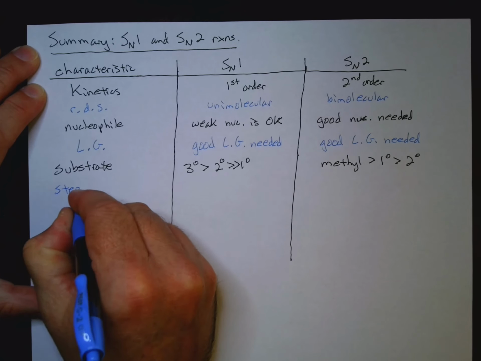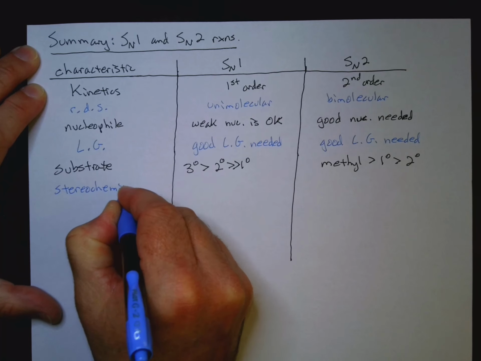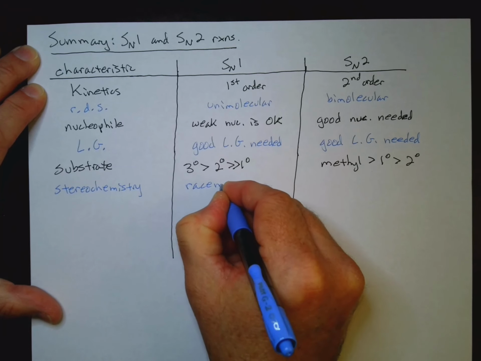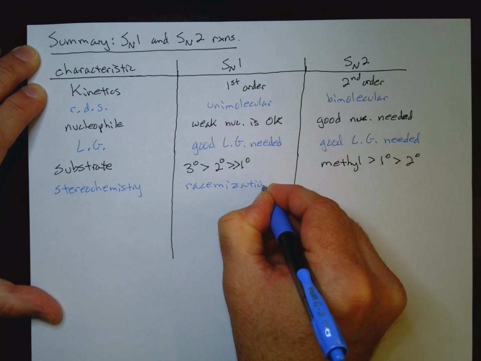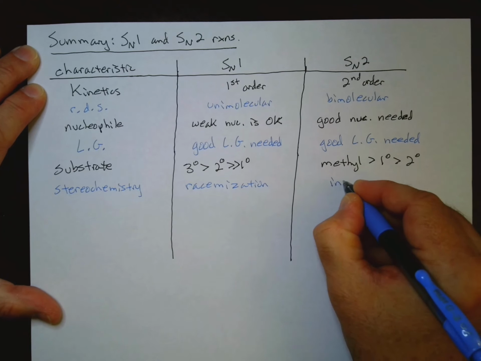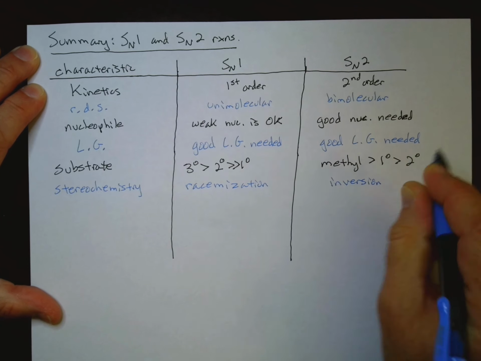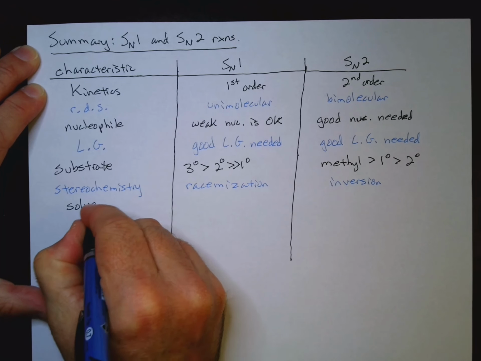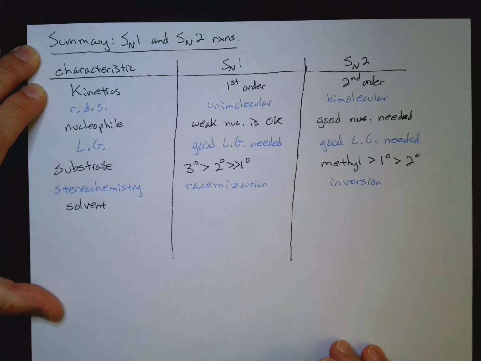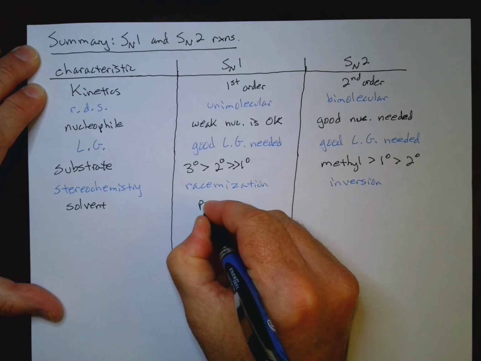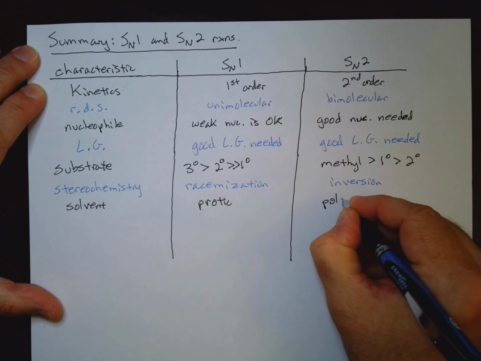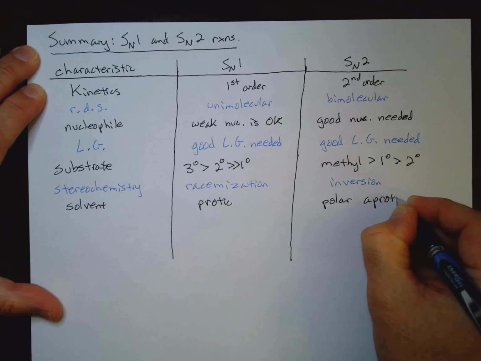For stereochemistry, for SN1, we just saw we get racemization. And for SN2, we get inversion. We also have the solvent. And for the solvent, we want solvent that is protic for SN1. And we want polar aprotic for SN2.